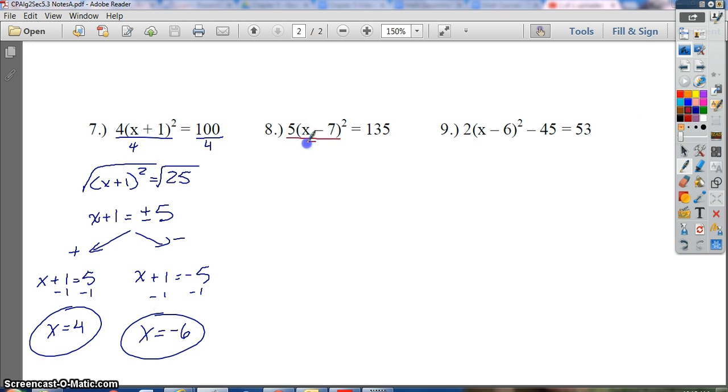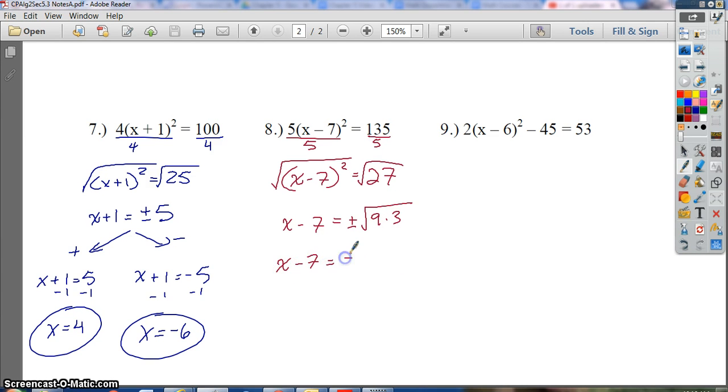Over here. Divide by 5. X minus 7 squared equals 27. We'll break down the square root of this. This isn't as nice as the one before. I don't need that square anymore. Technically, I don't need my plus. So, plus or minus, this will be the square root of 9 times 3. So this is x minus 7 equals positive negative 3 root 3.